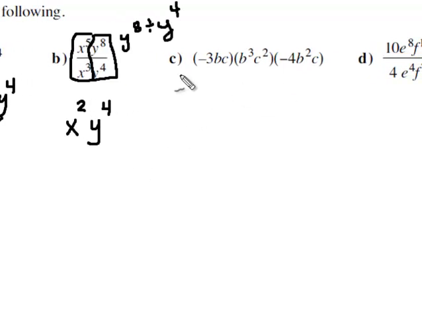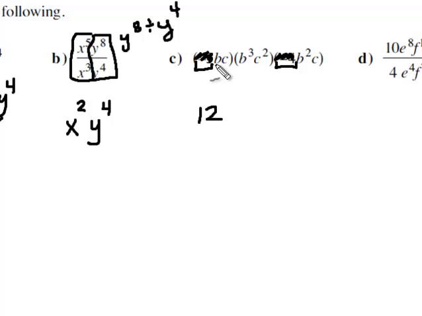Now for the next one, just pick out one term at a time. So let's start with our digits. -3 and -4 multiply together to make +12. One trick that might help you is to scribble out a digit or a variable once you've dealt with it, then you know it's taken care of.